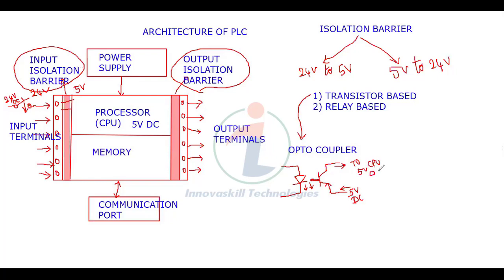This 5 volt will be generated internally. Now, the LED will be directly connected to the PLC's input terminal. So, for example, if this is the first input, input 1 of the PLC, it will be connected to this terminal. Now, what will happen for input 2? For that, another setup will be there like this.